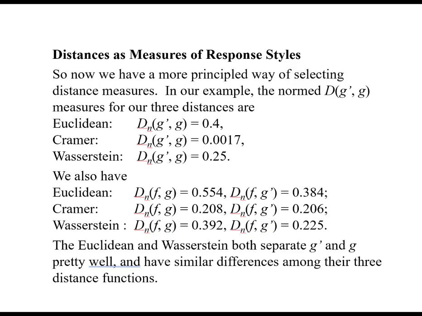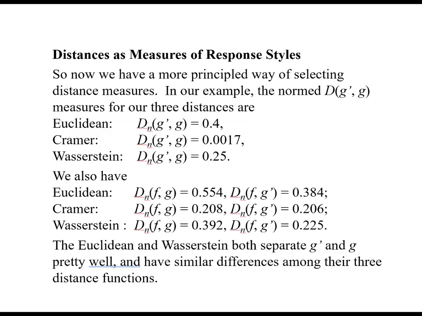So now we have a more principled way of selecting distance measures. Continuing on with our example, the normed d(g, g') for our three distances are given here. For the Euclidean, it's 0.4. For the Wasserstein, it's 0.25. They're both distinguishing between g and g' pretty well on a scale from 0 to 1. But for the Cramér-von Mises distance, it's tiny, 0.0017. So we know that we don't want to use the Cramér-von Mises one.